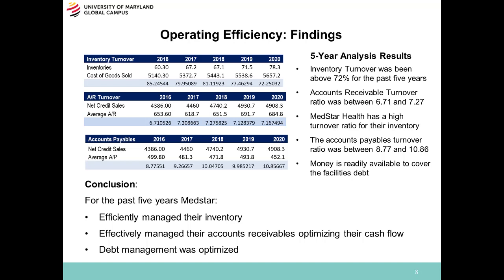In order to make that calculation, you take 365, which is the total number of days in a year, and divide it by the accounts payables turnover ratio. Overall, taking a look at the past 5 years of MedStar, it can be concluded that they efficiently manage their inventory, effectively manage their accounts receivables, which optimizes their cash flow, and they have superior debt management.